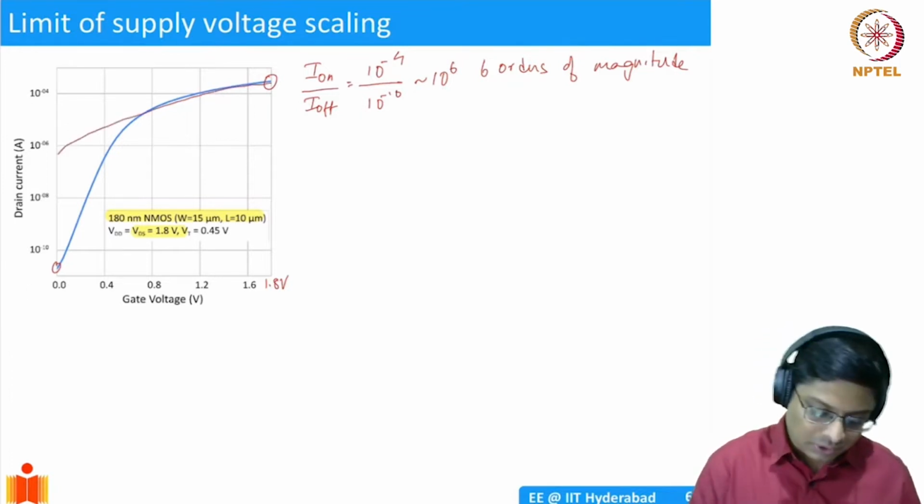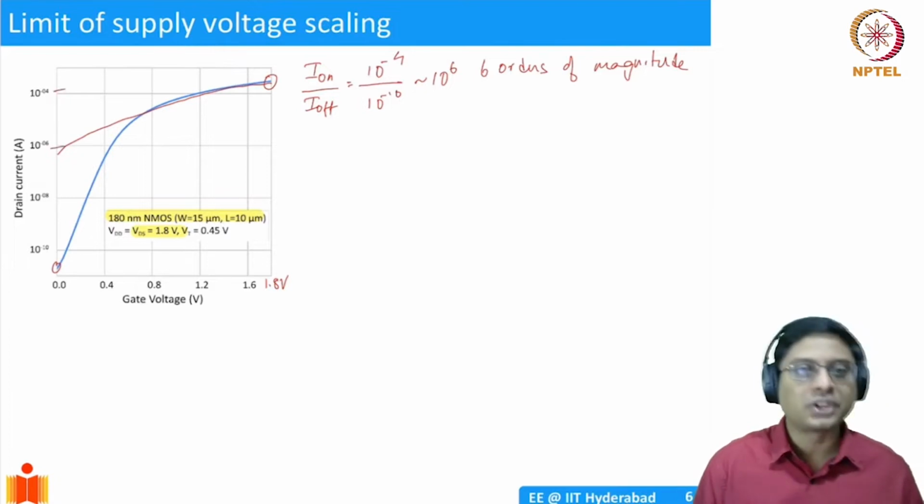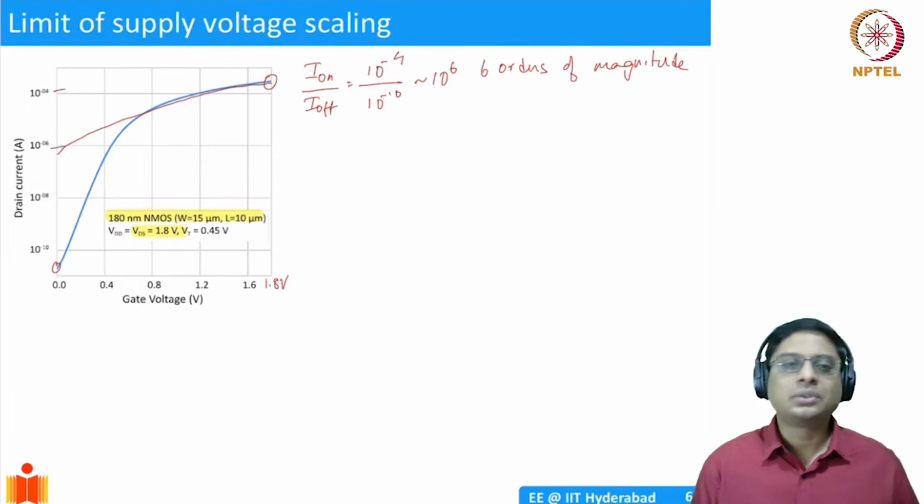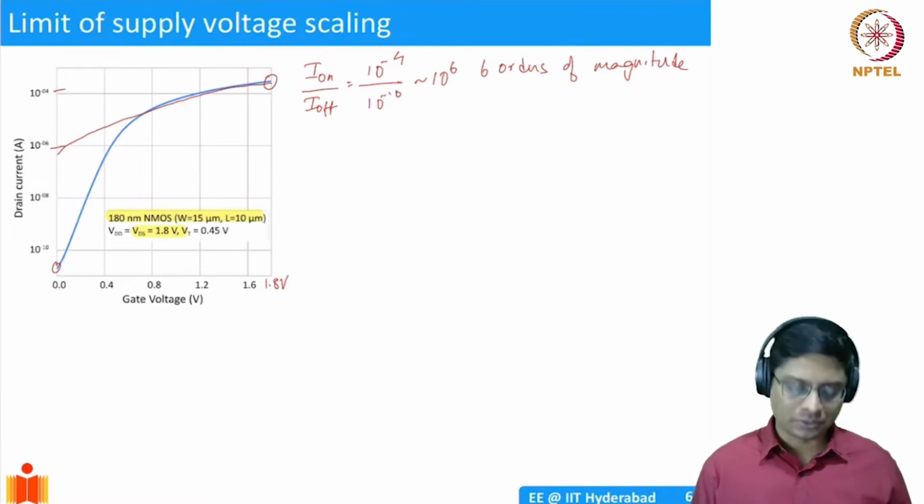Well, it is not, because you see the ION to IOFF is only 2 orders of magnitude, and it is no good, because even when you switch off the MOSFET, a lot of current is flowing through it. That means the batteries are getting discharged, or there's a lot of power dissipation, which we don't like. So we want a high ION to IOFF ratio.